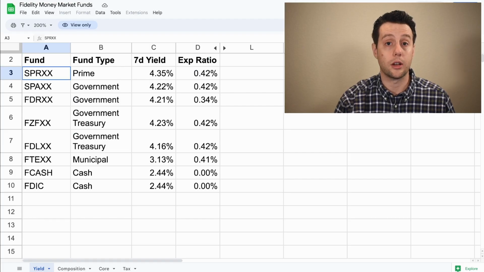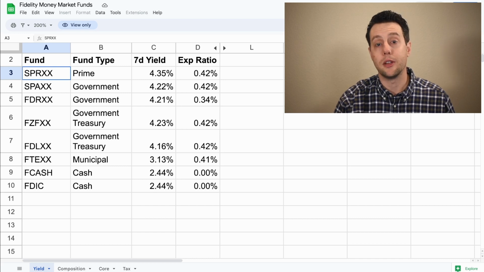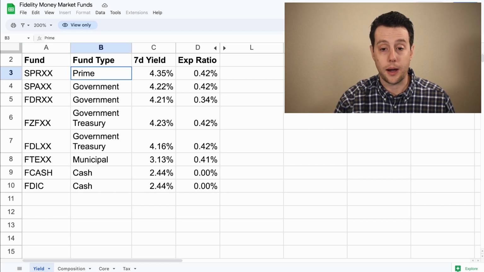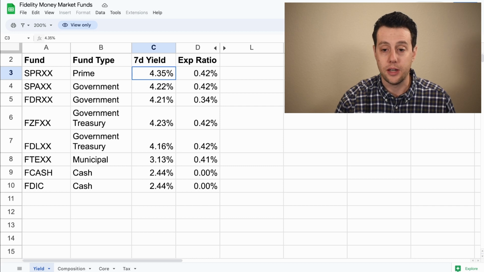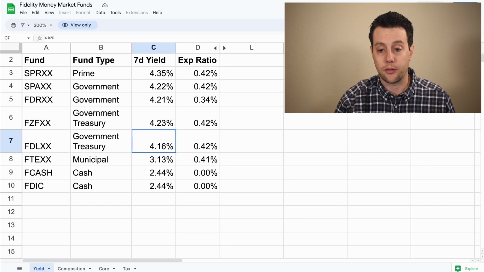Now let's take a quick look at some different money market funds from Fidelity. I pulled these rates and fees on March 28th, so it could be a little different by now. So first is the Prime Money Market Fund, which has the highest yield at 4.35%. And as you go down, they get slightly less yield and a little safer, down to this Government Treasury Fund, which is slightly lower yield.